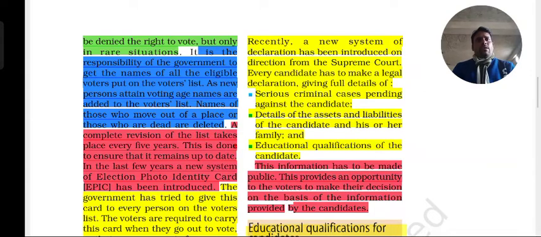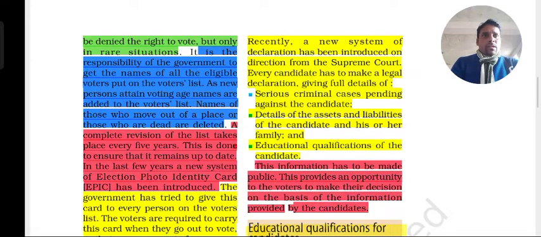Recently, a new system of declaration has been introduced on the direction of the Supreme Court. Now these days a different declaration has been made by the Supreme Court. What is that? Every candidate has to make a legal declaration giving full details of the particular person. That means if any person is going to become a candidate or contest, he should give a complete declaration, full details, to the people. So what are the things that you see?